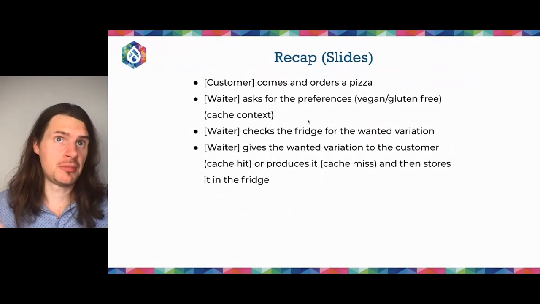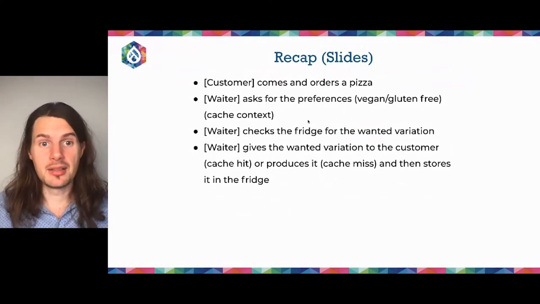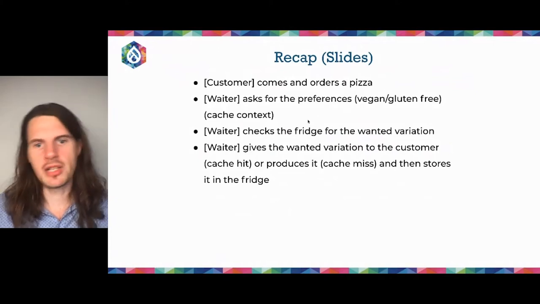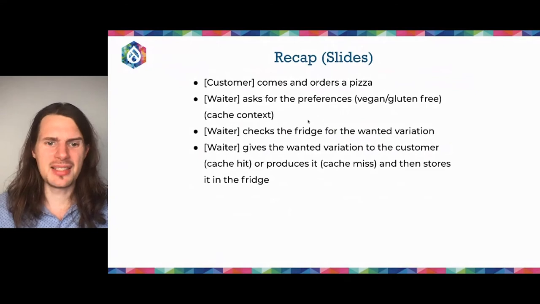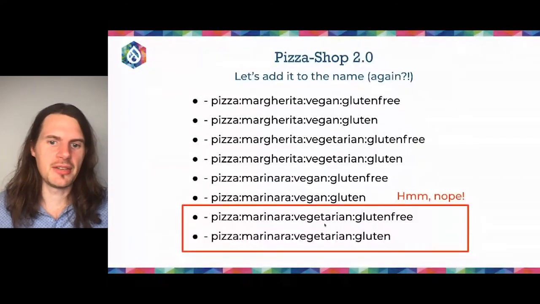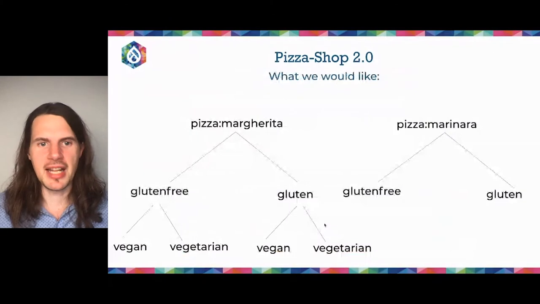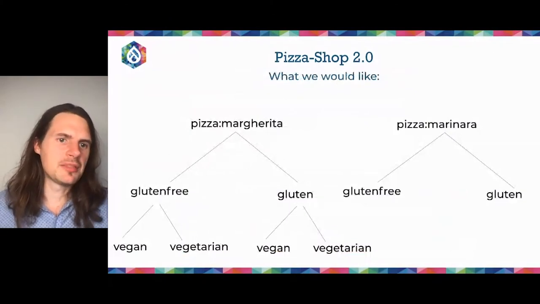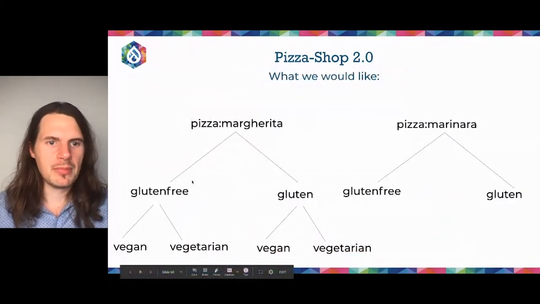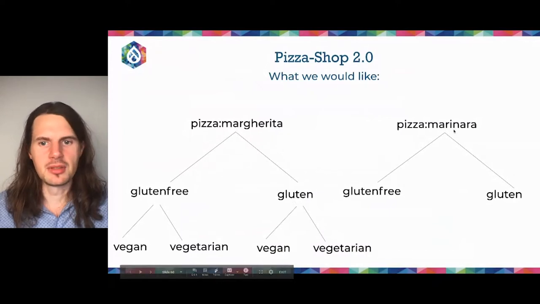So again, we could just add it to the name. And the problem with adding it to the name is we end up with a lot of variations. Vegan gluten-free, vegan gluten, vegan vegetarian protocol. And then we also end up with a marinara that's vegetarian, and that doesn't really exist because marinara is always vegan. So this really doesn't scale. So what we would like is more like a tree structure. So the gluten-free, gluten, gluten-free, gluten.